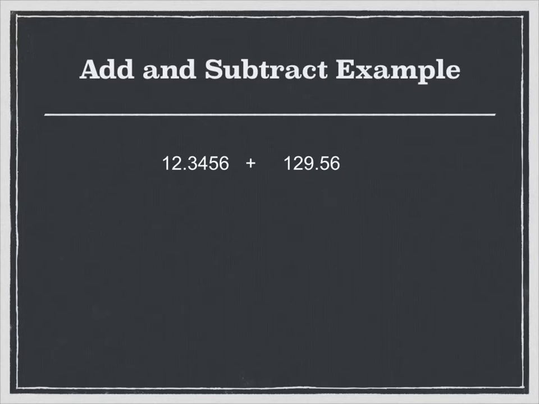So when you add these two numbers together, you will get a value of 141.90056. And since it's an addition problem, we have to round that to the nearest tenth of a place. So we would reduce that to 141.91 would be our final answer there because of the addition and subtraction rule.